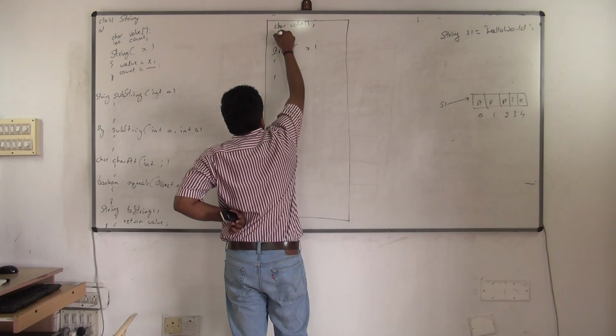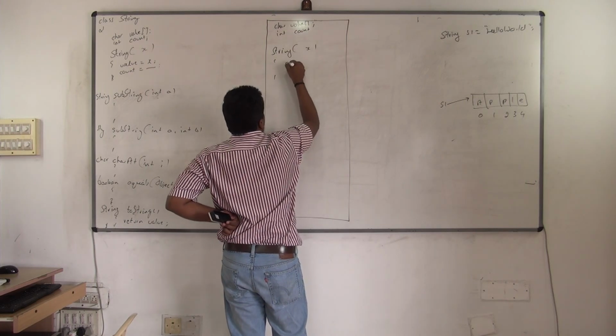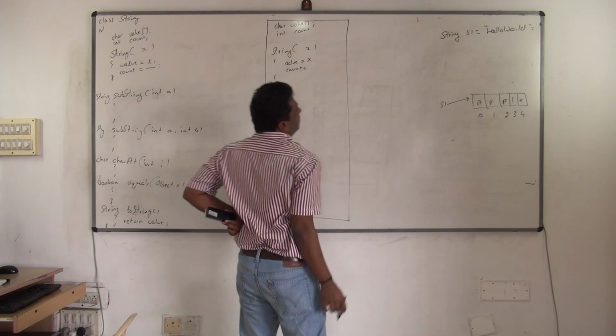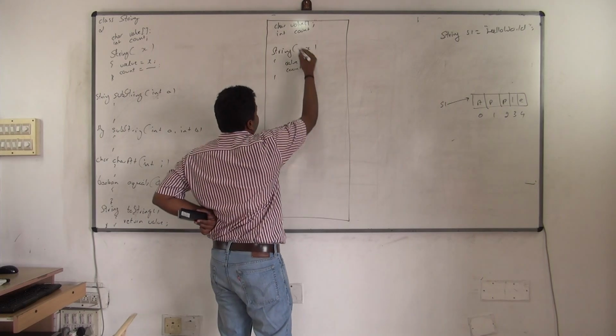Okay, so then you will have int count. Both of them will be initialized. Value will be initialized with what? X. Count will be initialized with what? Assuming that the length is 10, hello world, so totally 10. So it will be initialized.